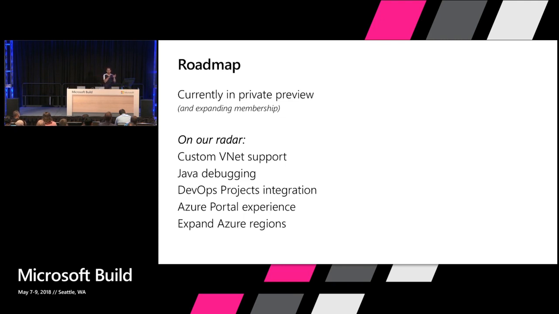We chose those two languages, .NET and Node.js, because they're very, very different in the way that containers are built and the way that those apps actually run. So we think we have a pretty good handle to start adding more language support and richer language support going forward. So Java is our next one. Also more integration with DevOps projects, more portal experiences, and expanding Azure regions.